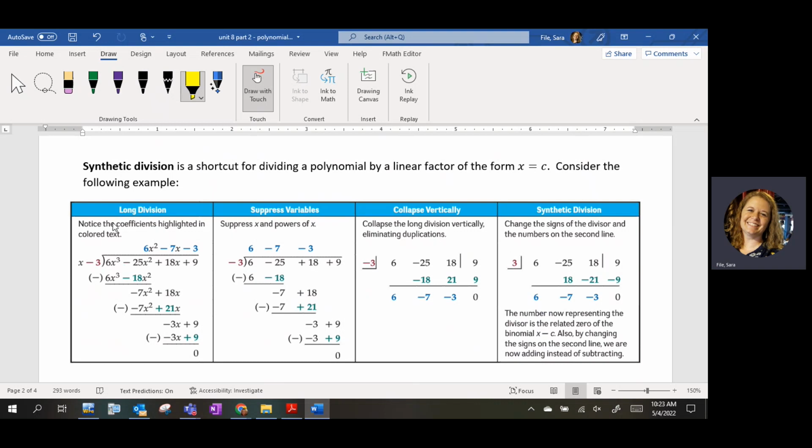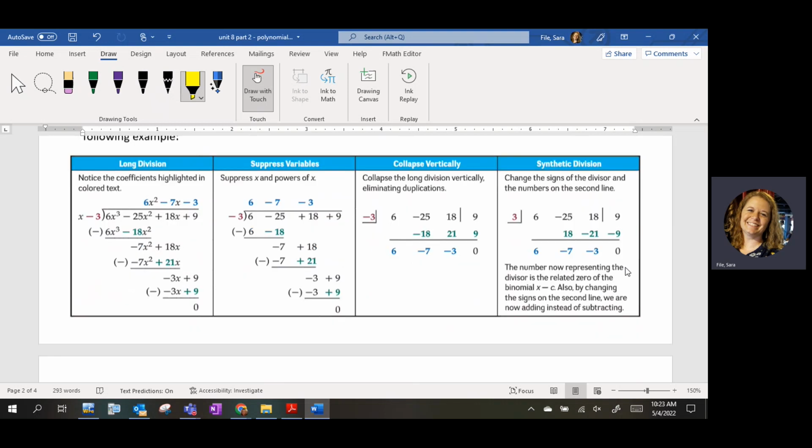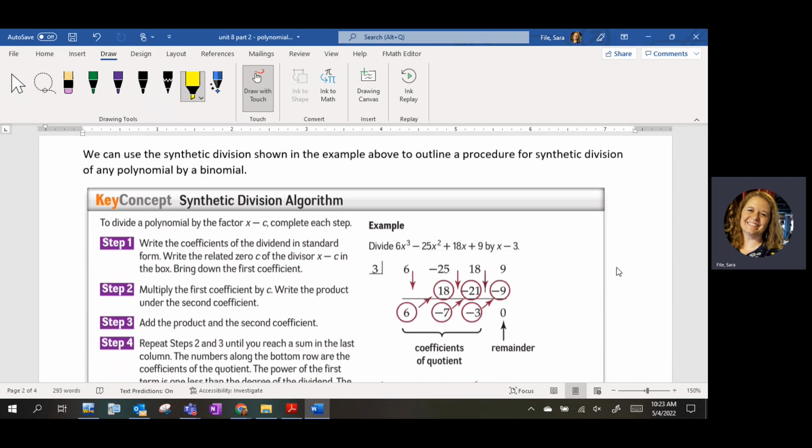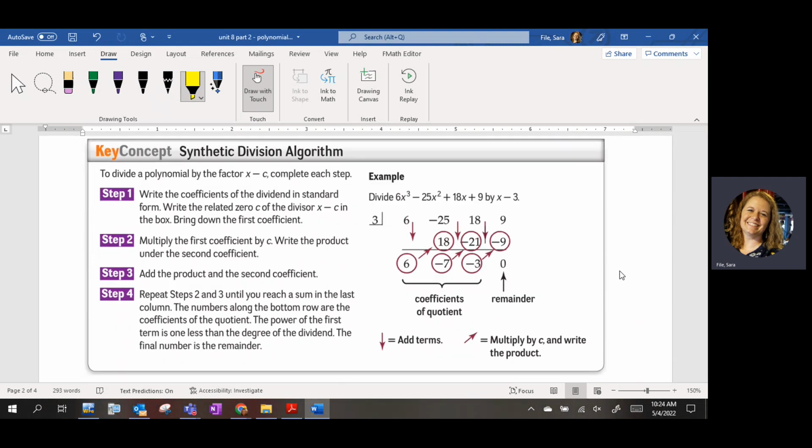So this graphic just shows where synthetic division stems from, starting with a long division problem. You do not really need to know that, but you can look back on that to see where it came from. Now, on the next page, this key concept box gives you step-by-step instructions written out, with an example next to it. So this is a good reference to come back to if you forget the steps of synthetic division.